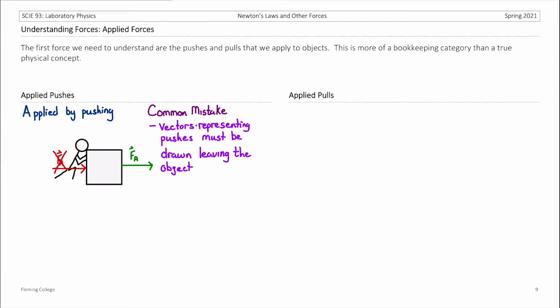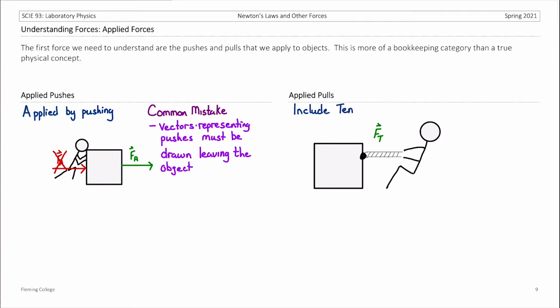The other application direction of force is pulling forces. So again, we have an object and we have a person, and they have a rope that they're using to pull on our object. These types of applied forces have a special consideration. Forces pulling an object through a rope, wire, or cable are considered as tension forces. So our pulling forces include tension, gravity, and magnets.